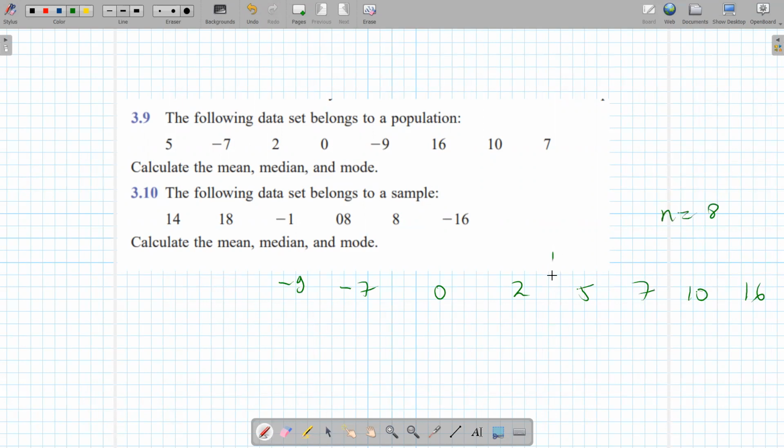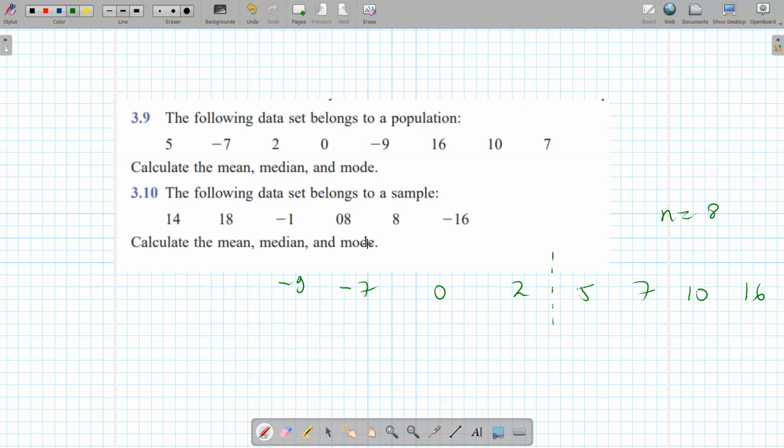Cut this in half: 4 to the left, 4 to the right. Which number is in the middle? 3.5. What about the mode? Is there one? No.